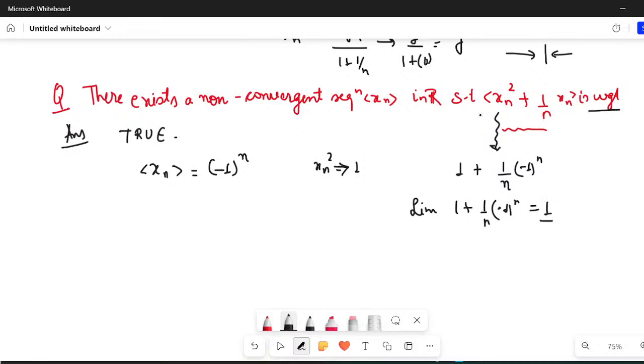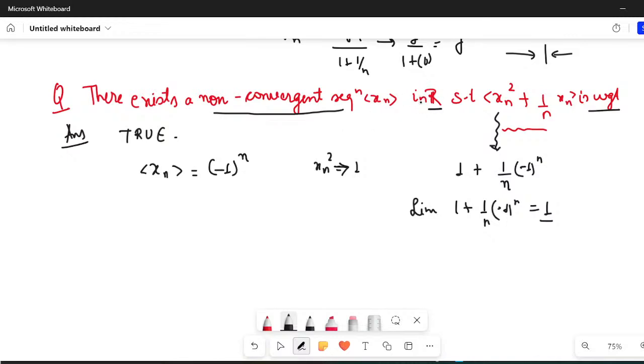So clearly this is convergent. Yes, there exists a non-convergent sequence xn in R. Yes. If it had been given positive, then I cannot say, I don't have right now any counterexample or any example to prove it. But the question was given for xn in R.